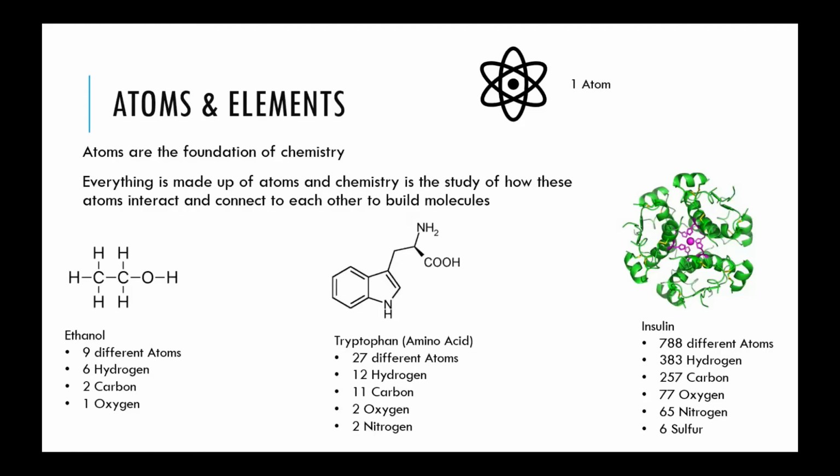So while one atom can exist by itself, all different types of molecules as well as other physical things are made up of all of these atoms. One molecule of ethanol contains 9 different atoms, while one molecule of the protein insulin contains 788 different atoms.